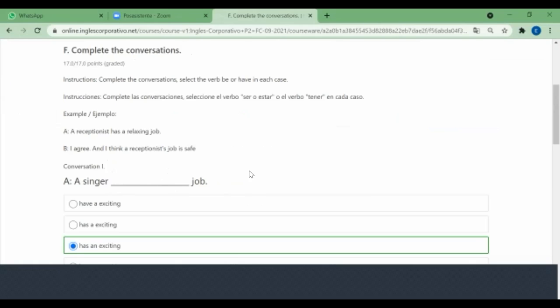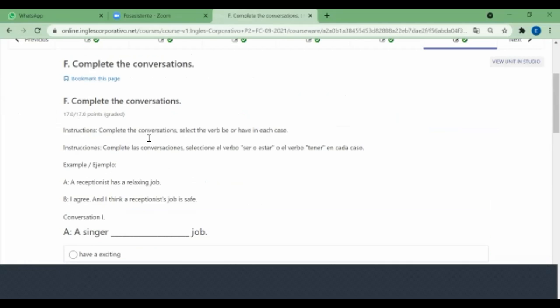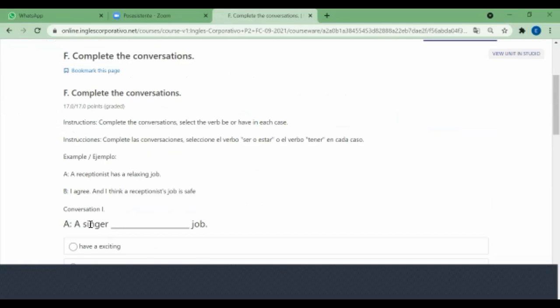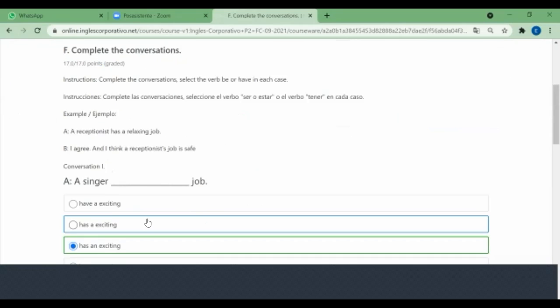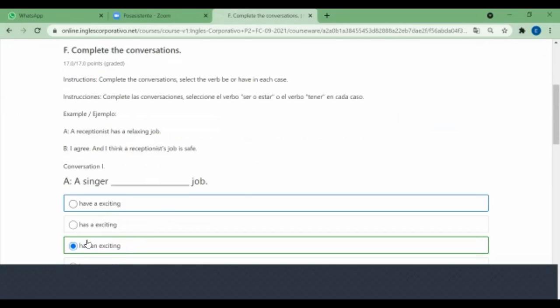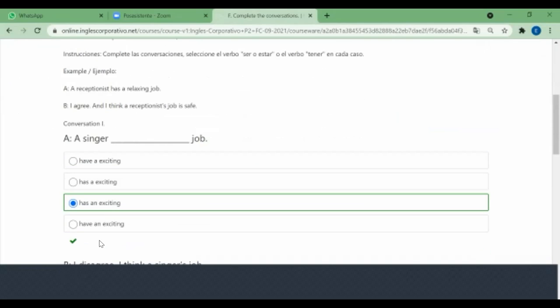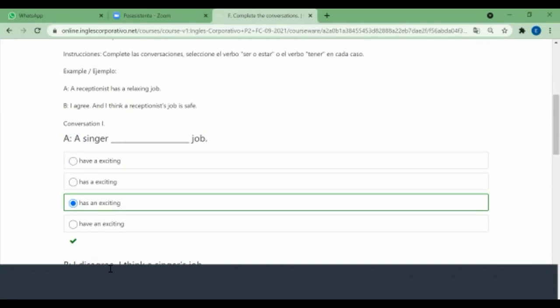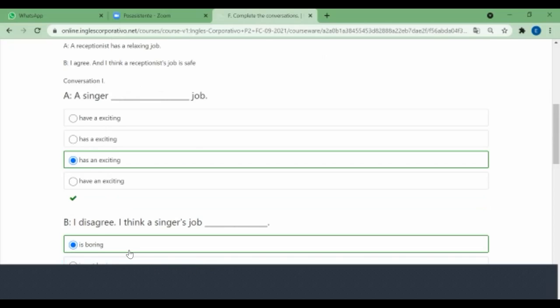Los adjetivos que vimos en la última clase los vamos a utilizar para resolver el ejercicio número 6. Complete the conversation, select the verb, be or have in each case. So a singer, en este caso decimos has. A singer has an exciting job. This is the correct answer in this case. So I disagree. I think a singer job. Estoy en desacuerdo. Yo pienso que el trabajo de un cantante es boring.